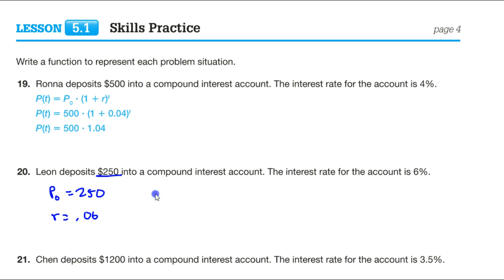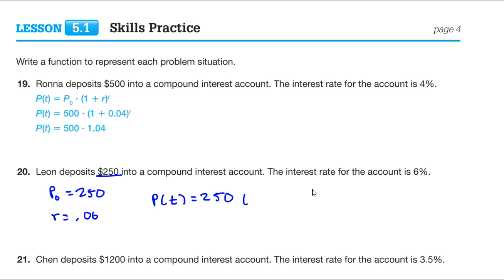And we get P of t is equal to, well, I'm getting a lag from my mouse, equal to 250 times the quantity of 1 plus my rate to the t power.